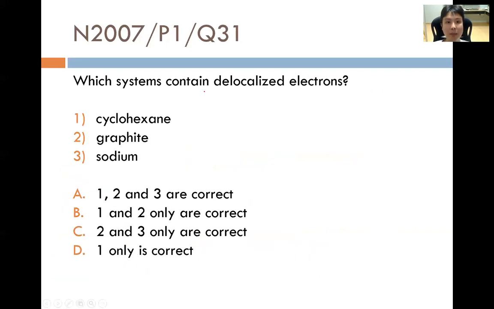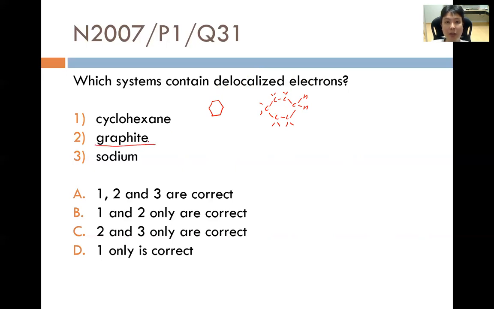November 2007, paper 1, question 31. Which system contains delocalized electrons? So the molecule of cyclohexane looks like this, whereby each of these vertices is a carbon atom. If I were to draw it out in full, it will actually look like this. And then each carbon is attached to 2 hydrogens. So I'm not going to fill in all the hydrogens, but this is how the structure will look. But this is a covalent molecule, and hence it does not contain delocalized electrons.